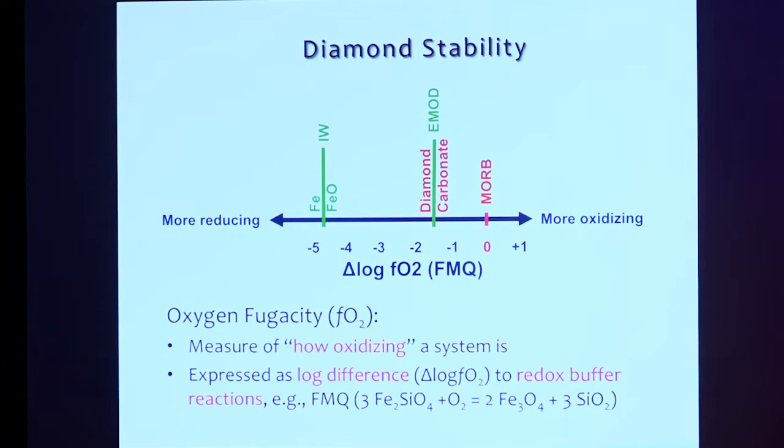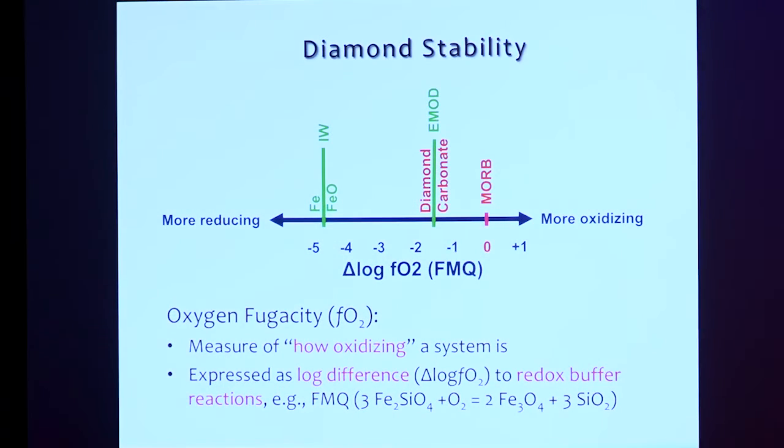So we express it usually as a log difference to a buffer reaction. Which buffer that is is of no interest to us for this talk. The good thing about the buffer that I chose here is simply that it sets the most important rock on Earth's surface to zero. Mid-ocean ridge basalt covers 2/3 of Earth's surface, so the FMQ buffer is essentially equivalent to that rock type. So if we go now to plus values, then we are log units more oxidizing than mid-ocean ridge basalts. If you go to the negative side, we are more reducing.